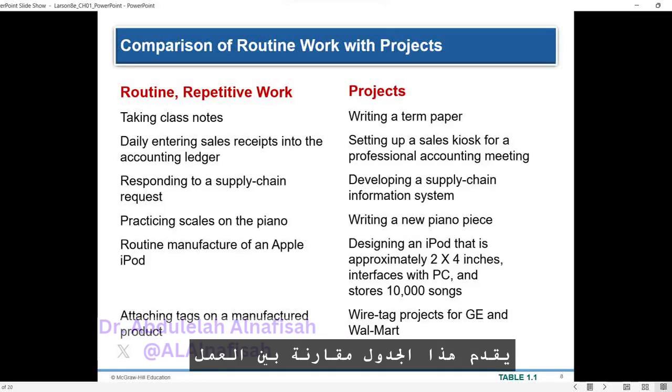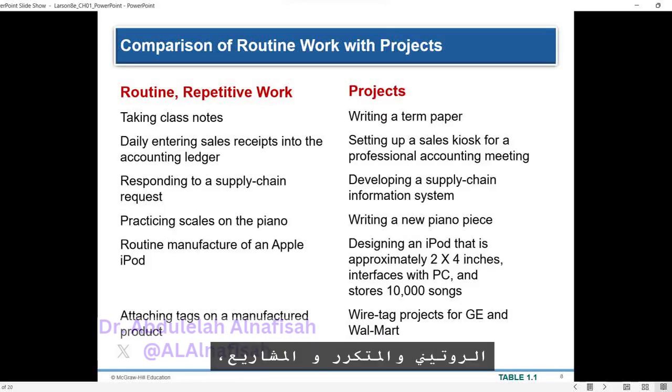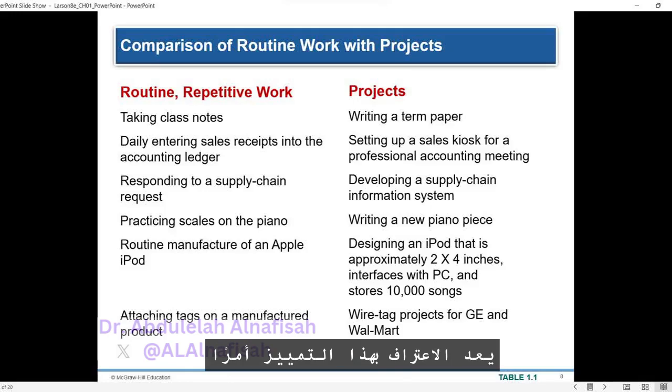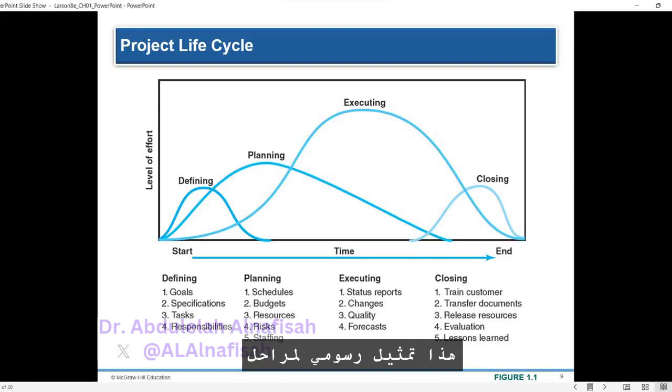This table provides a comparison between routine, repetitive work and projects, emphasizing the differences. Recognizing this distinction is crucial because allocating resources solely to daily operations may not contribute to the organization's long-term strategies that require innovative new products or services. This is a graphical representation of the phases in a project's life cycle, showing the level of effort over time.